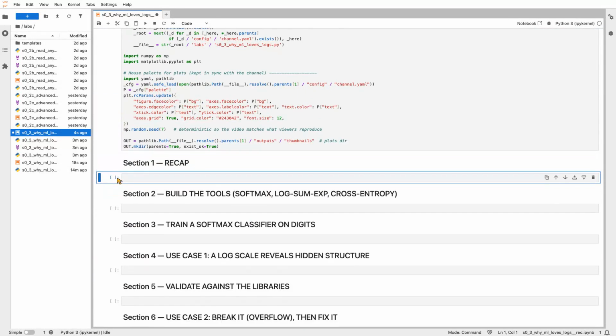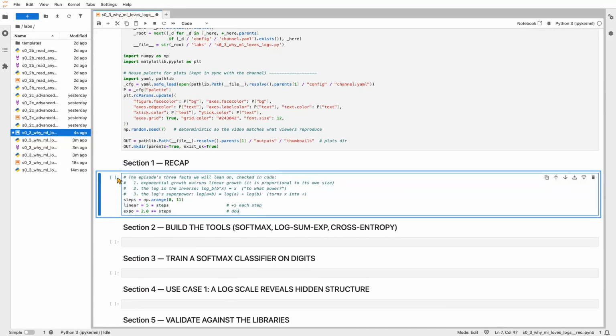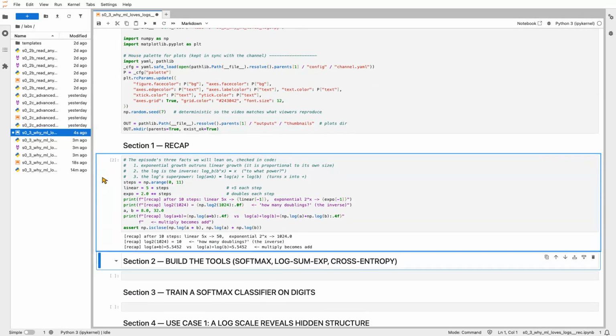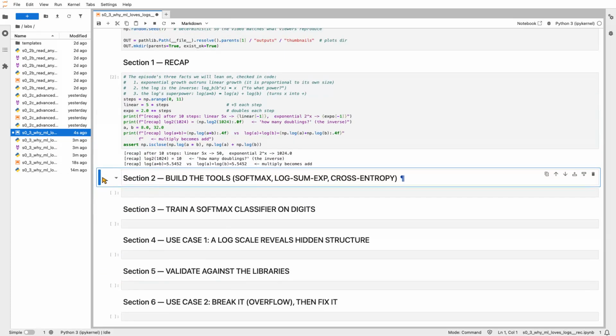Section 1. Recap. The episode gave us 3 facts. Exponential growth outruns linear growth because it grows in proportion to its own size. The logarithm is its inverse; it asks how many doublings. And its superpower: the log of a product equals the sum of the logs. We check all 3 in a couple of lines of code.